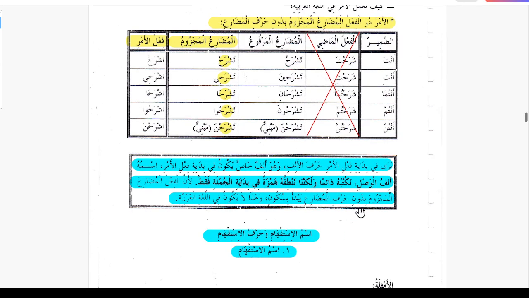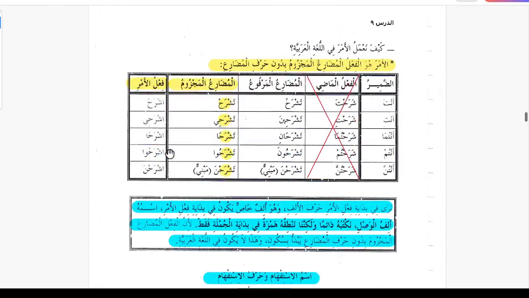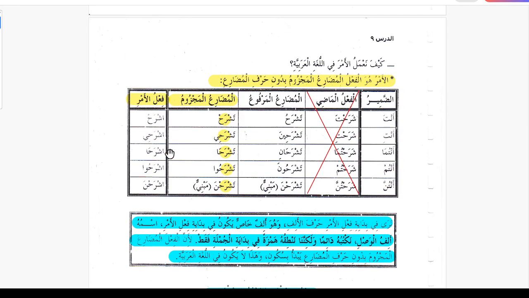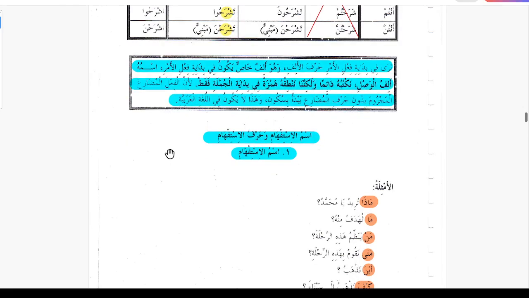Because the fail mudare majzum, without the harful mudare, would start with a skoon. And this is not possible in the Arabic language, to have a word starting with a skoon. So that is why hamzatul wasl is added. Okay, so that was about fail al amr, the commanding verb.